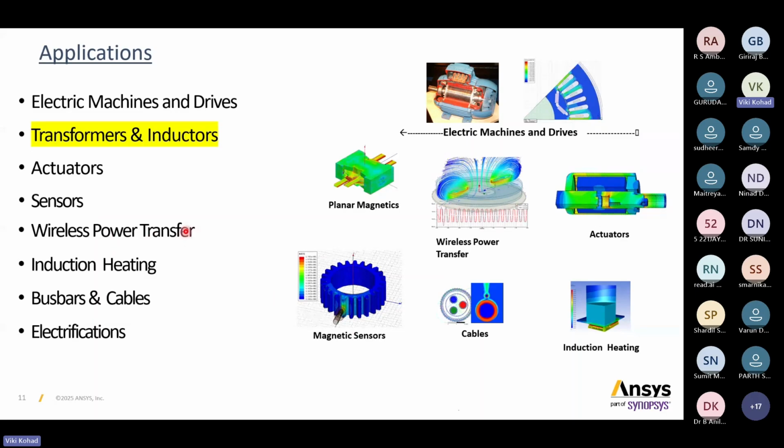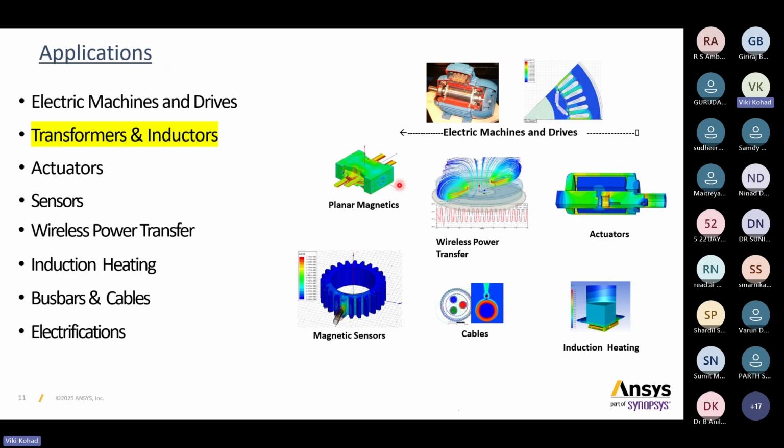Wireless power transfer or wireless charging application. This is the trending part for EVs. Then induction heating, bus bars and cables, and electrification. So powertrain design, motor design, circuit design, inverter design, converter design. All these parts you can do under Ansys Maxwell and the Ansys Simplorer part.